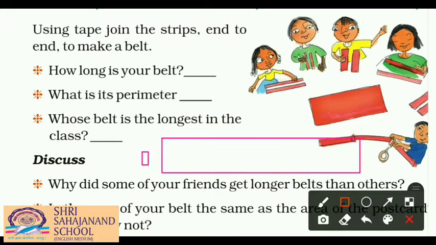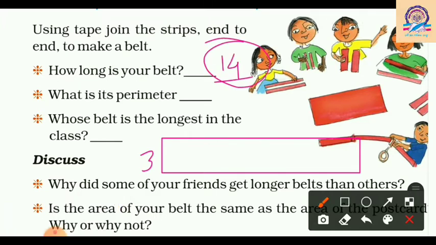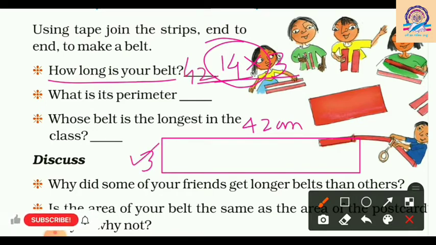The width is 3 centimeter, and the length of the old postcard was 14 centimeter and we have divided it into 3 parts. It means it will be 3 times longer. So 14 times 3 will be 42 centimeter. So how long is your belt? We can write here 42 centimeter, and the breadth is 3 centimeter, remember it.